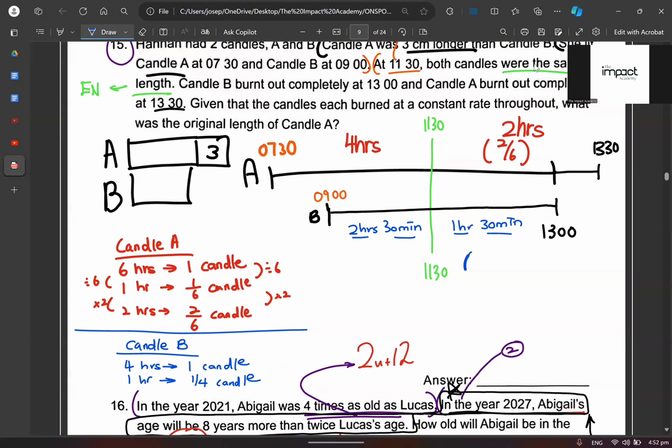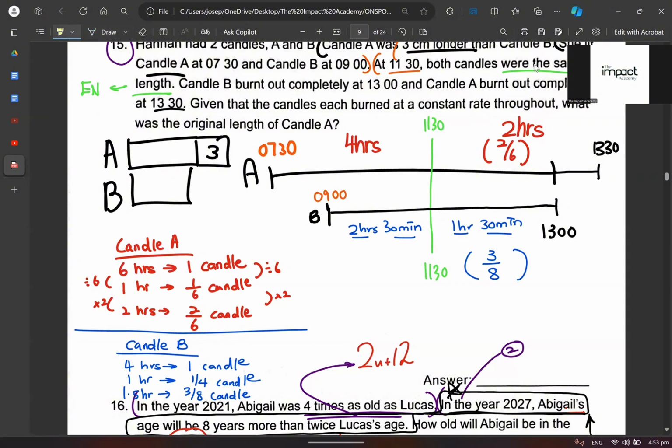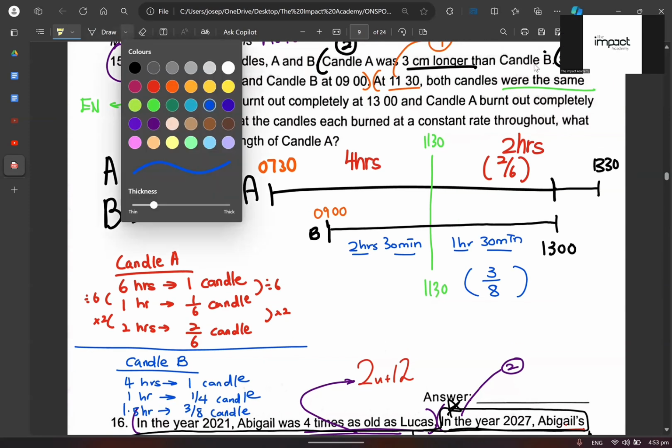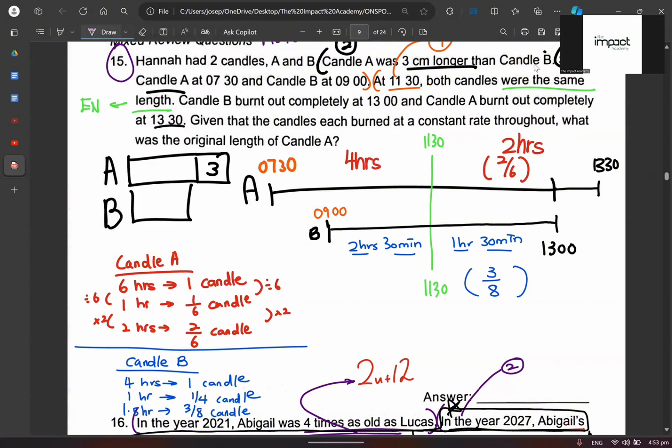Right, so what is left over here to be burned? 1.5 hours. Am I making sense? So we will just have to do 1 over 4 times 1.5, which gives me 3 over 8 of the candle left to burn. Am I making sense? Does that make sense to you? Now, do you recall that I said one thing just now, right? I said after the 11:30 mark, they are of the same length. And I talked about how it is what we call equating what? Numerator. Am I making sense?